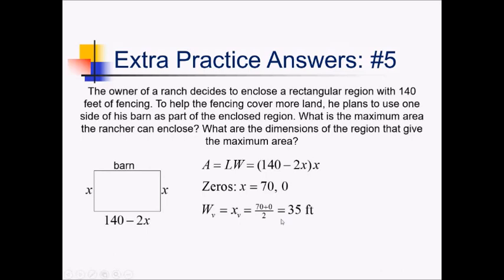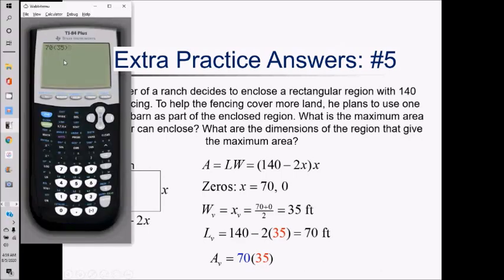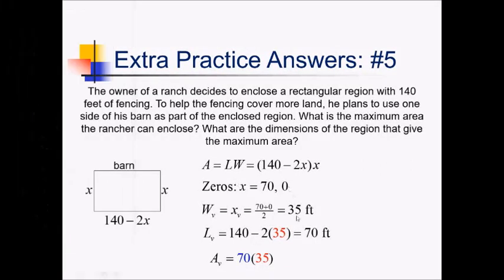Now let me also find the length. I need both dimensions. Length is going to be 140 minus 2 times the 35 that we just found for x. So that's 140 minus 70, which is also 70. So 70 feet. And now to find the area, I have to take my length of 70 times my width of 35, multiply those together, and let me do that on the calculator. So doing that on the calculator, I end up with 2,450, and that is going to be in units of square feet.